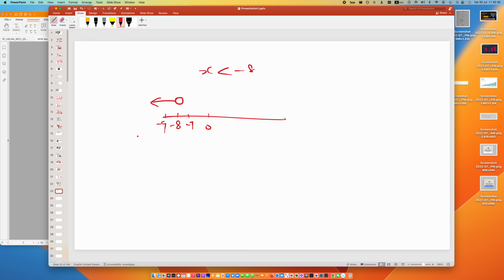So the next, because negative 8 is not included. Negative 8 is not included. Can you see the hollow circle? It's not included. So I can only pick the one next to it, which is negative 9. That's why the answer is negative 9. You understand? So the same thing.